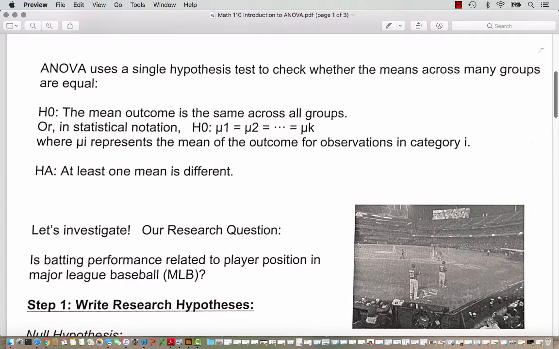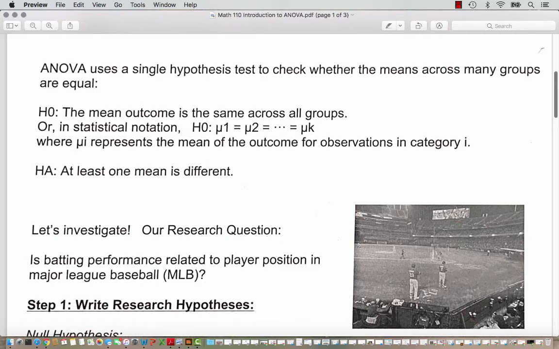And then mu I, where I is standing for whatever index we're at, 1, 2, etc., represents the mean of the outcome for observations in category I. So we use this number I in statistics to stand for the index when we're going through numbers for ordering different groups or counting different groups. The alternative hypothesis is similar to the alternative hypothesis for chi-square testing, except now we're looking at means and not proportions. So the alternative hypothesis says at least one mean is different.